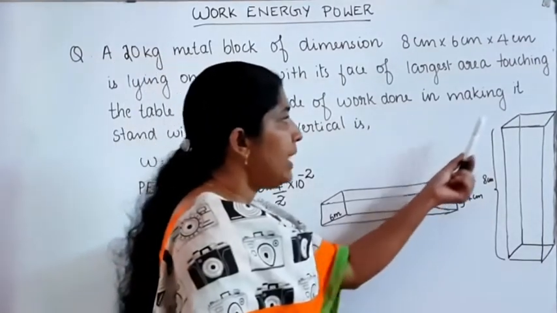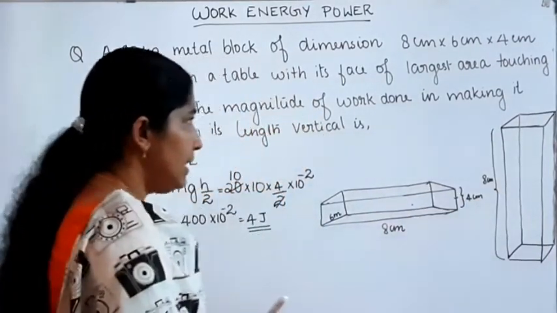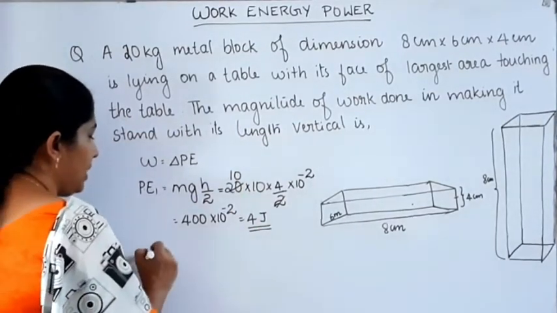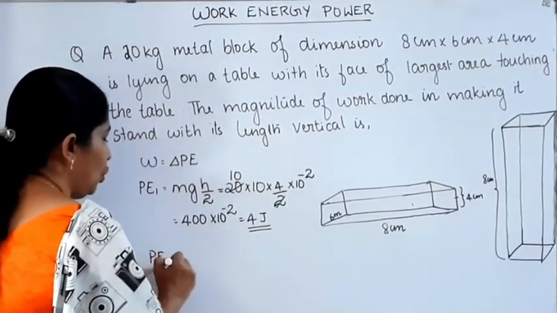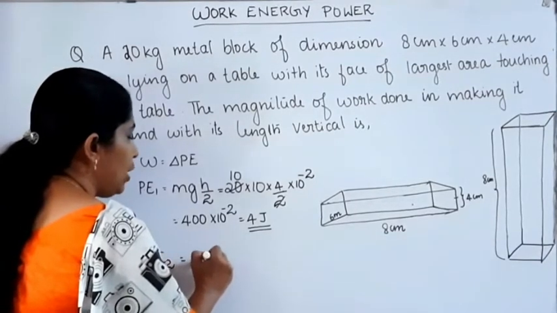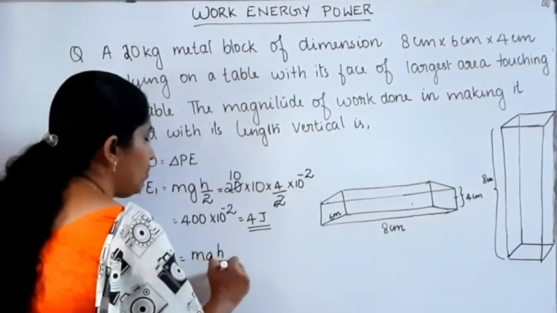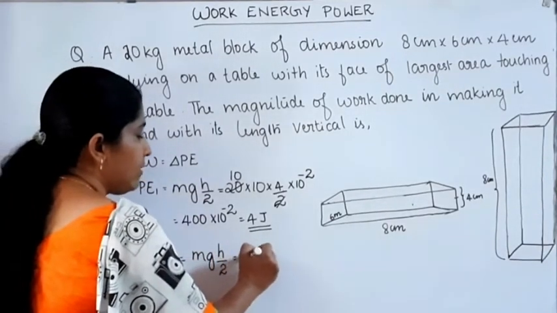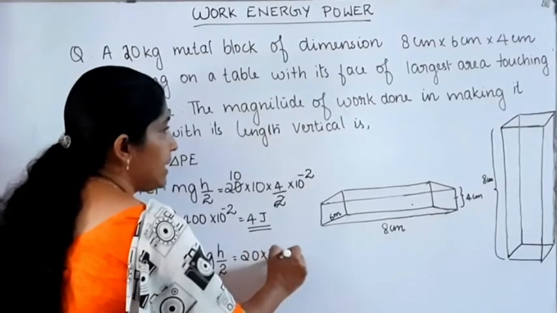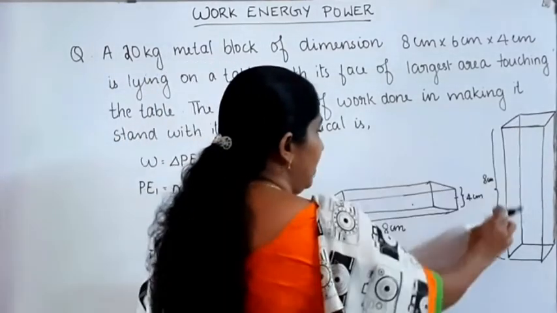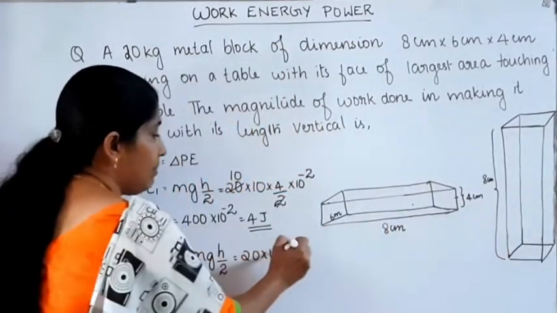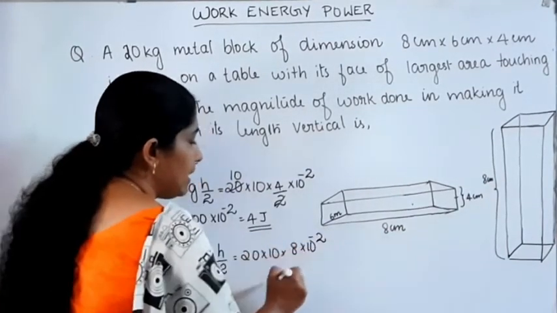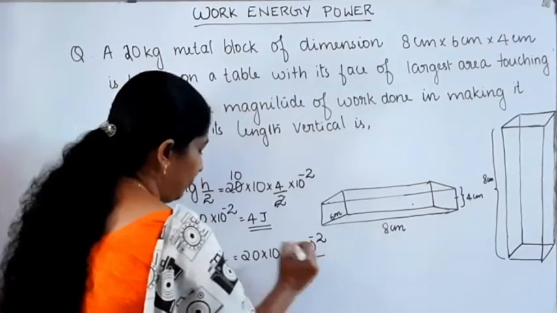Okay, when the block is at this position, that is when it is in the vertical position, then potential energy can be written as potential energy 2. That's equal to mg into h by 2. There also height is measured towards the center of mass. Then m is equal to 20, g is equal to 10, into height h is equal to 8 centimeter. 8 into 10 raised to minus 2. 8 centimeter is the height divided by 2.